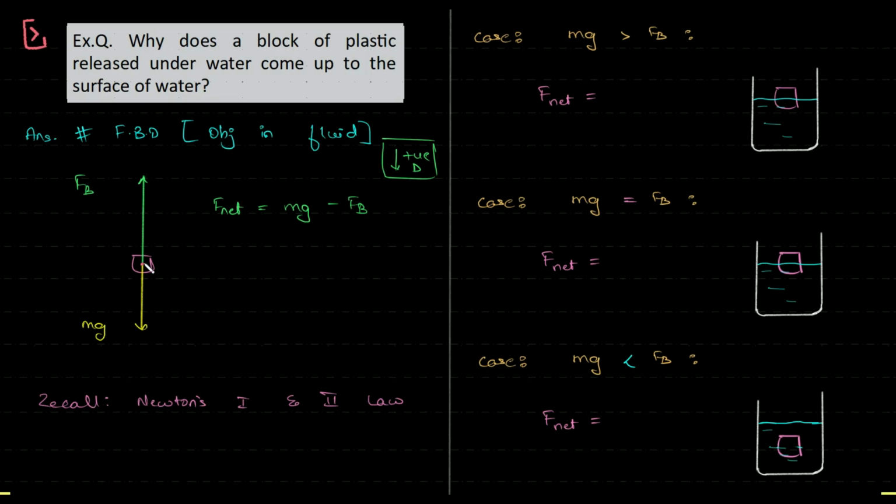So we know that any object in fluid experiences a pull down and a push up. So the net force will be mg minus fb, provided we take downward as the positive direction.